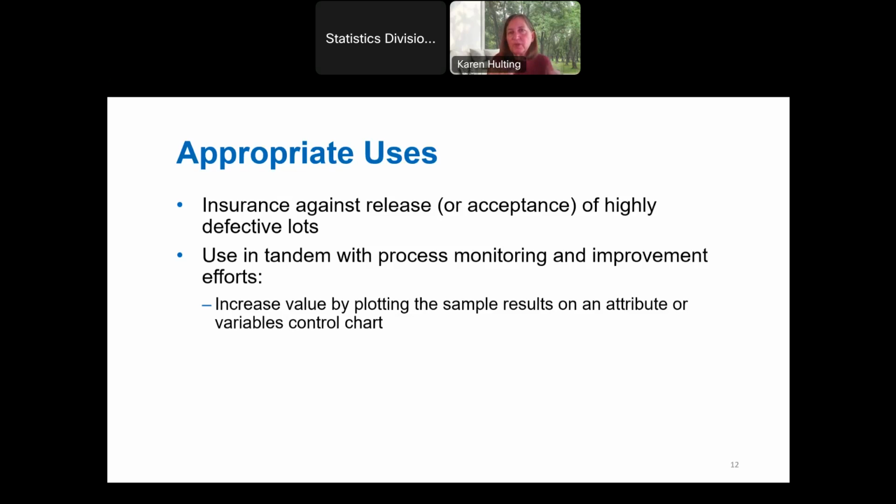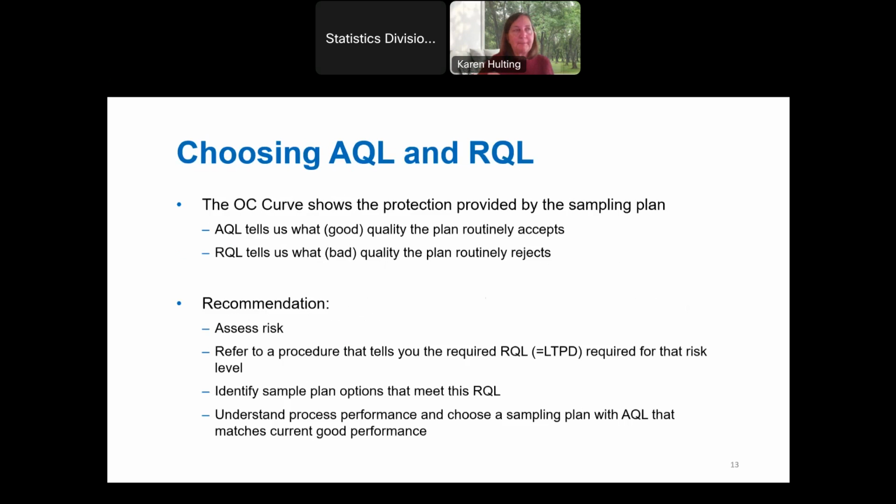And so then you can get double use of that tool and use that data proactively as well to be able to see, is that process trending? Is something getting worse gradually? Or did we suddenly get a process upset? So these are the appropriate uses, and it's really important to know that it is an insurance policy against the acceptance of highly defective lots.